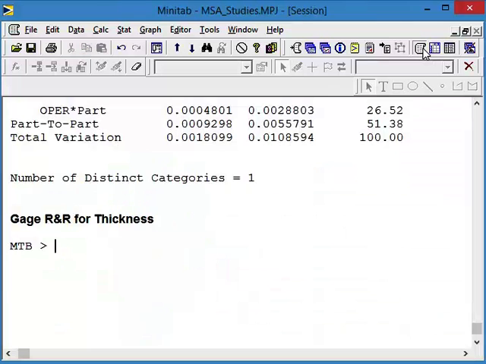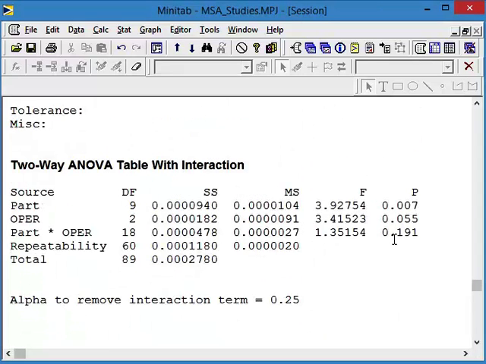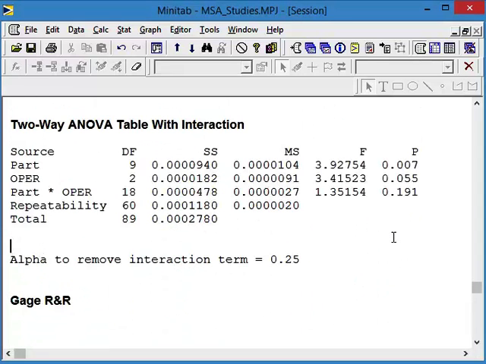So let's go to the session window, and we'll scroll up and take a look at our analysis of variance. And it says that yes, there is a difference between the parts, but there's also a difference between the operators, and we can't have that. All right, and that's because our p-values are 0.05 or less.